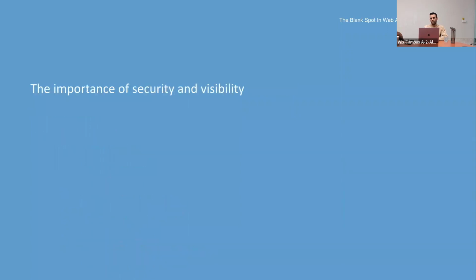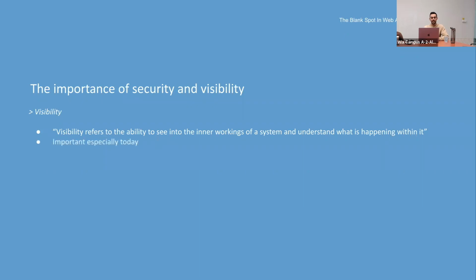So laying out that makes it important for us to talk about the importance of security and visibility and what those are exactly. Visibility refers to the ability to see into the inner workings of a system and understand what is happening within it. And that is important, especially today, because you have so many reasons why you want to maintain a certain amount of visibility.